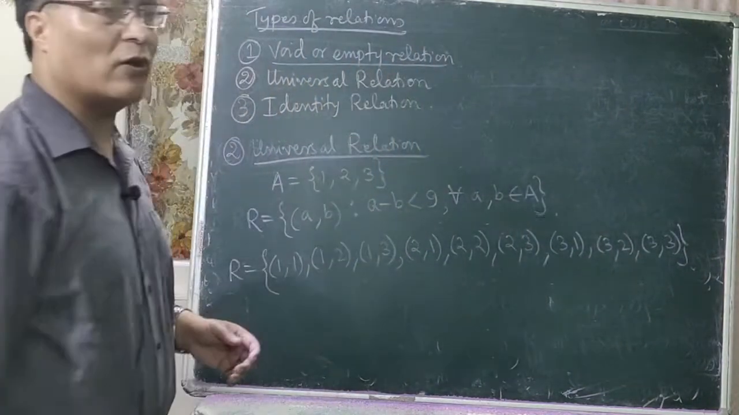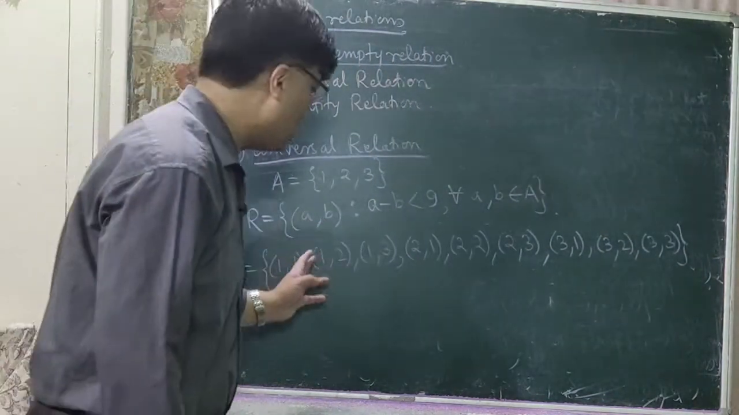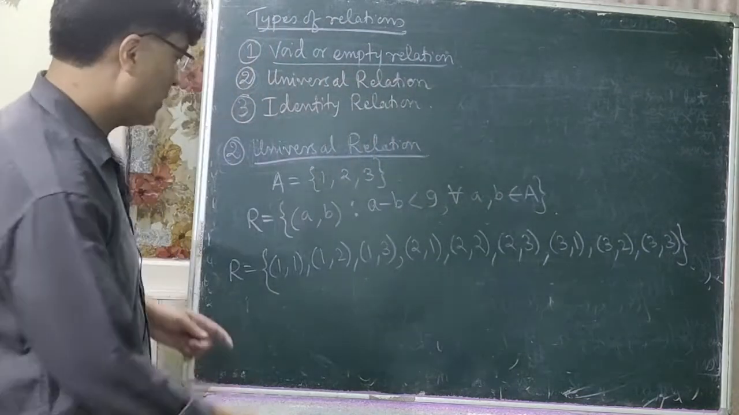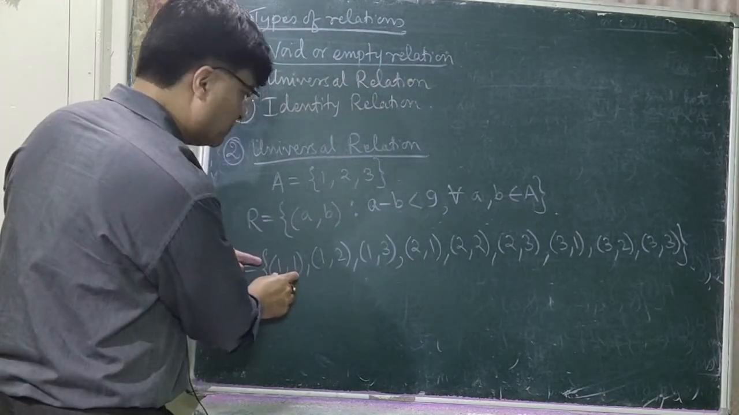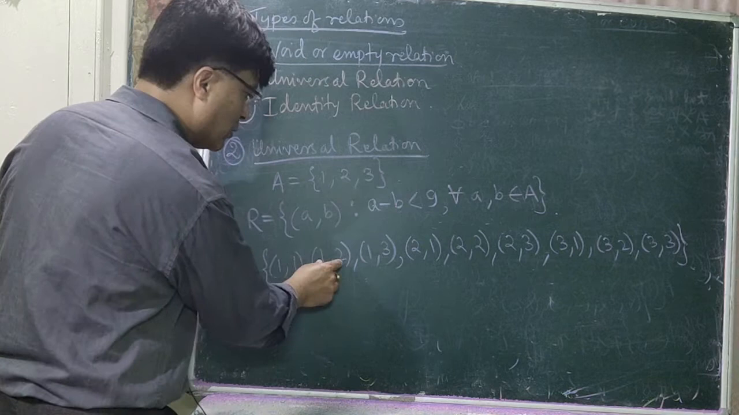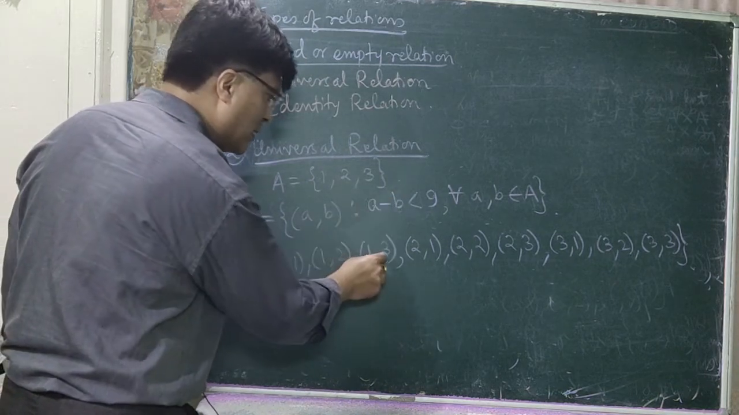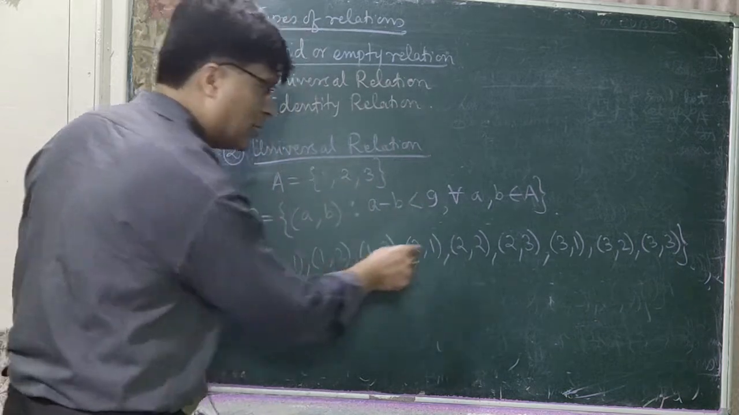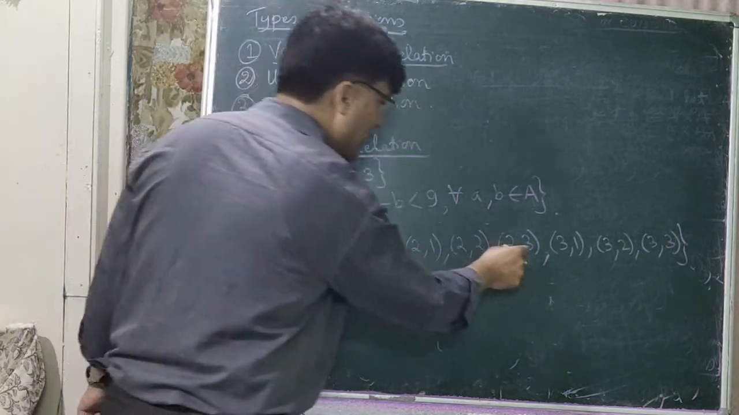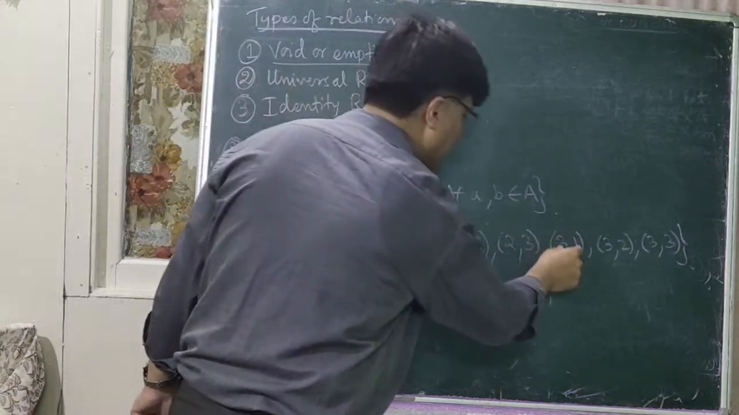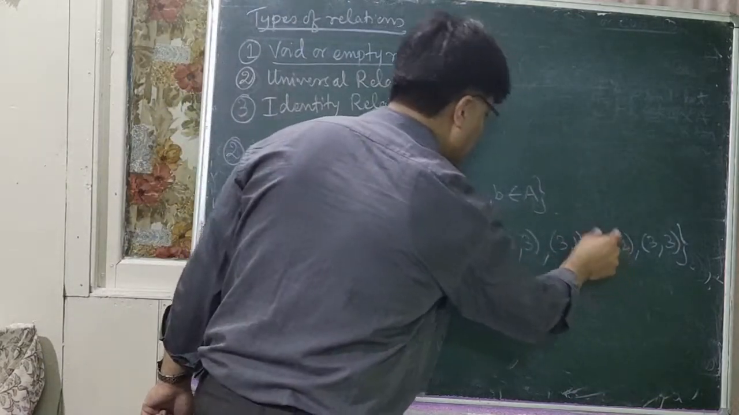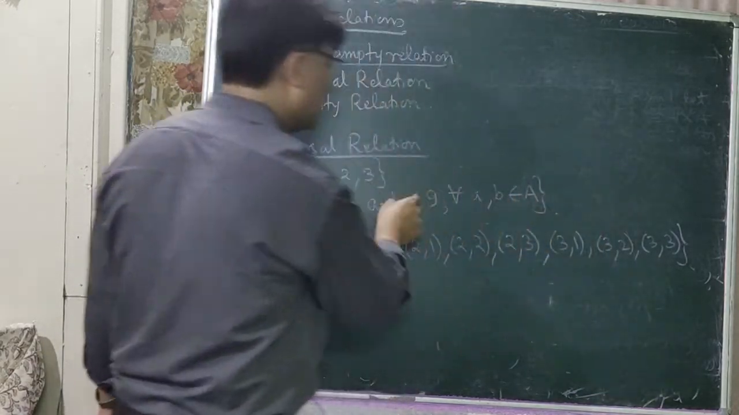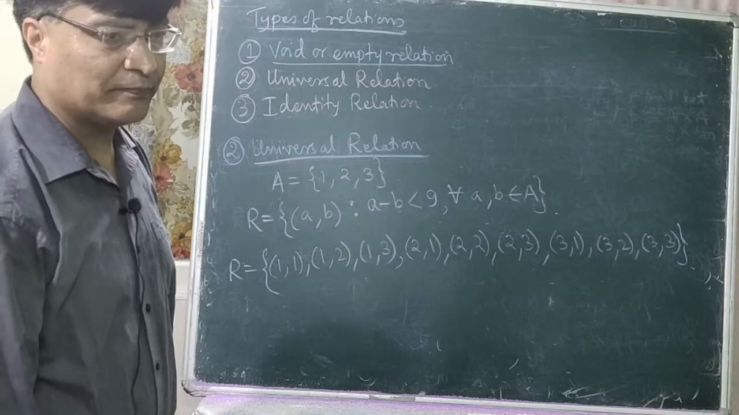So here you have the set of all possible ordered pairs. That is 1 minus 1 is 0, less than 9. 1 minus 2 is minus 1, less than 9. 1 minus 3 is minus 2, less than 9. 2 minus 1 is 1, less than 9. 2 minus 2 is 0, less than 9. 2 minus 3 is minus 1, less than 9. 3 minus 1 is 2, less than 9. 3 minus 2 is 1, less than 9. 3 minus 3 is 0, which is less than 9.